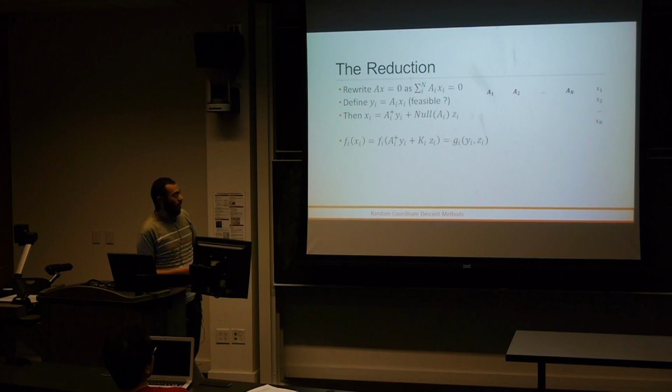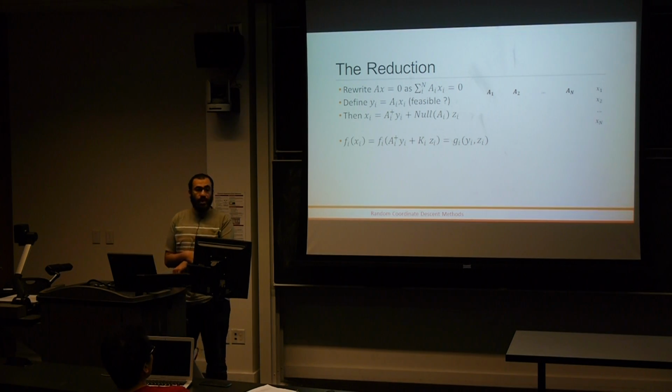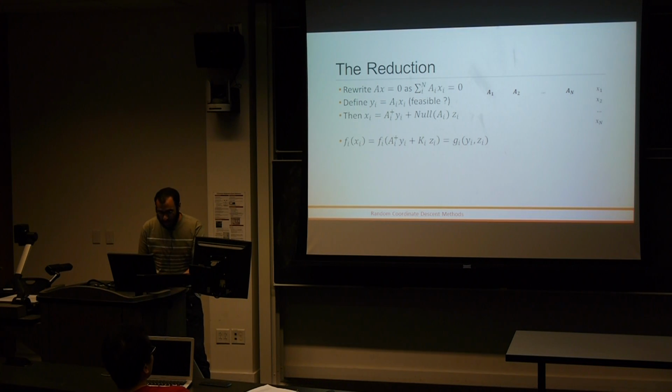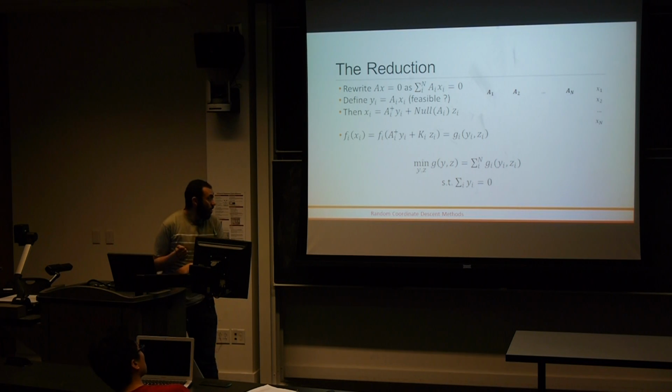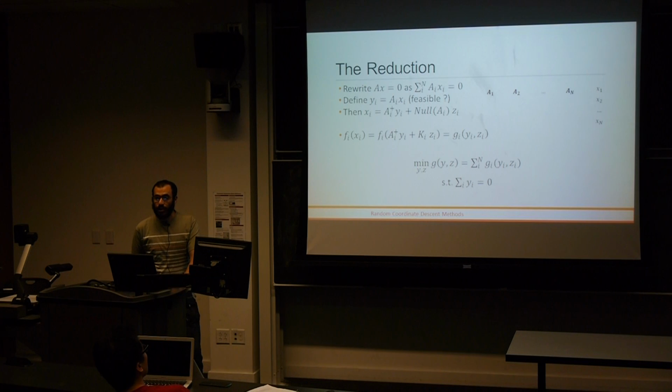This null component will be represented as null ai. Null ai is like a set of columns that span the null space of ai, and zi is a free variable. And so our objective will become a function of yi and zi. So we can rewrite our optimization problem as minimize g(y, z). It's a decomposable function subject to a sum constraint. But we have, in addition, a set of free variables, z.